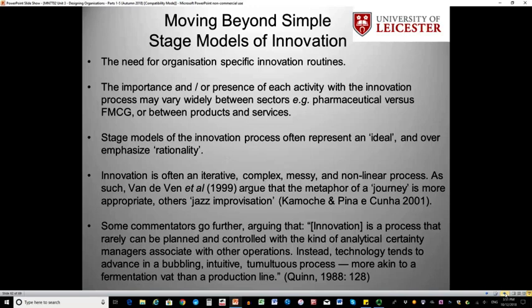And Van der Ven, who I talked about a little bit earlier today, thinks, and I would agree in many regards, that the metaphor of the journey is a much more appropriate way of thinking about the way that creativity and innovation emerge. So on the one hand, we have the stage model with its rationality and its simplicity, and on the other, innovation that can be incredibly messy.